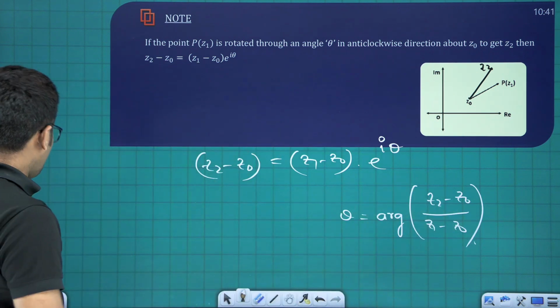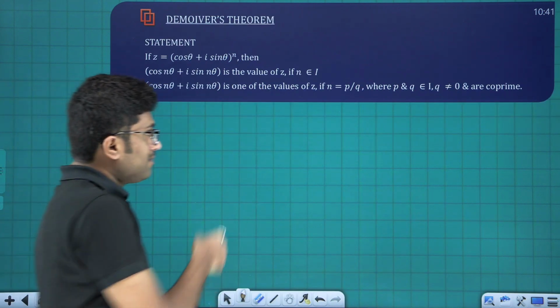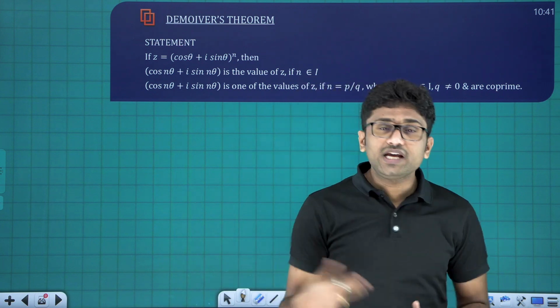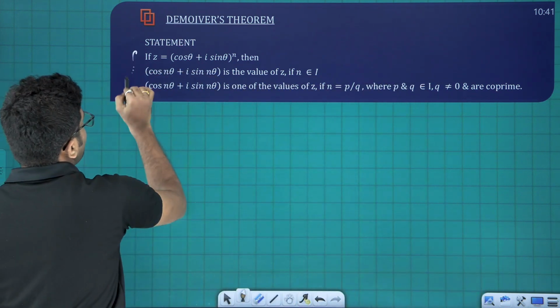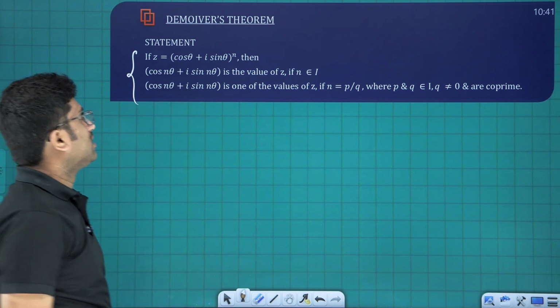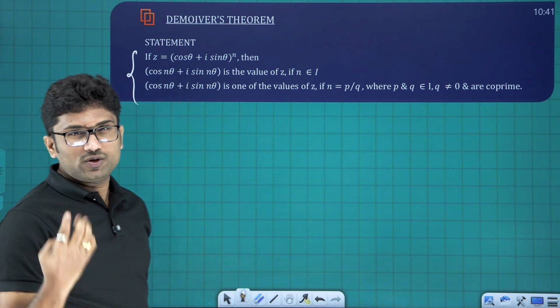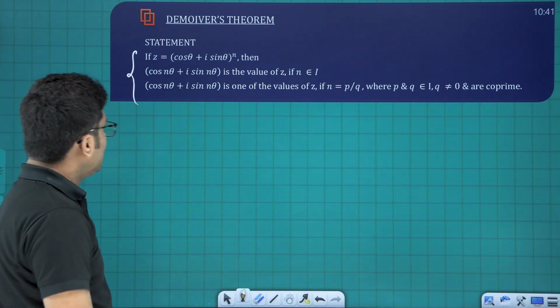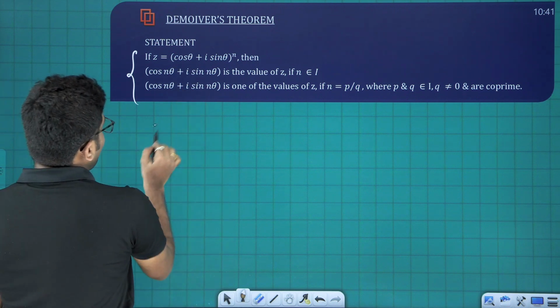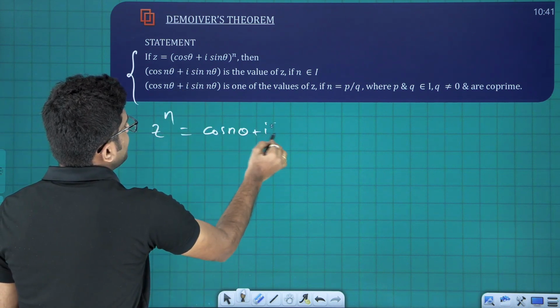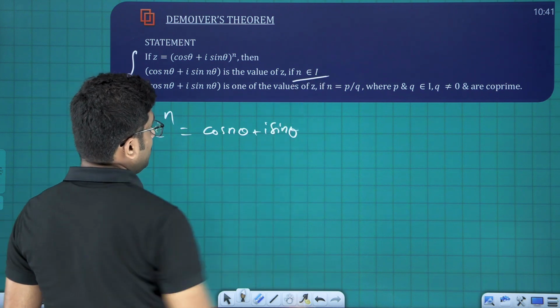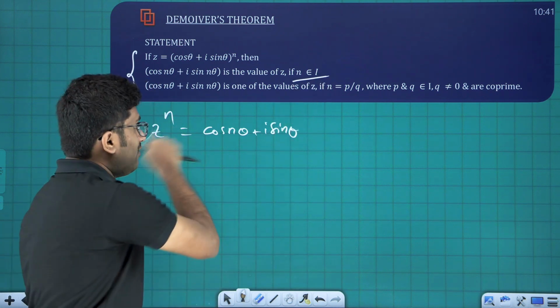Okay, so this is the rotation formula, and again, de Moivre's theorem. Most cases we use this, friends. If Z is equal to (cos theta plus i sin theta) whole power n, by using mathematical induction we can prove this. Then Z power n is cos n theta plus i sin n theta, if n belongs to I, this is the only value.